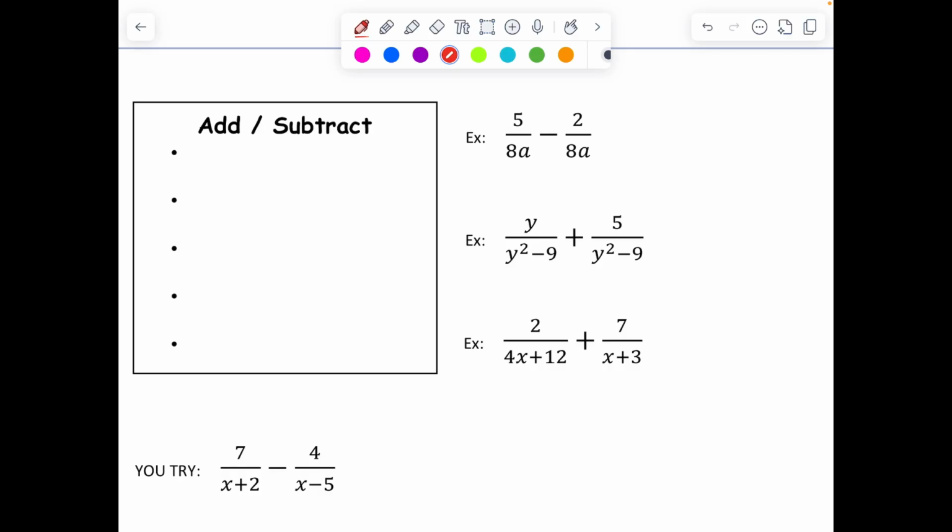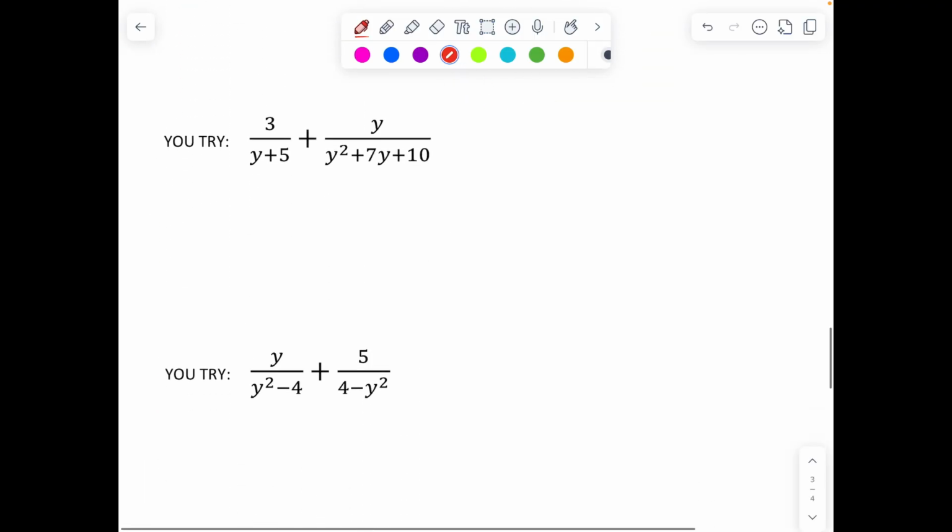But we want to start first by looking at factoring the denominator. So when we look at this example, and we'll call this example A for this section, B, C, and then this will be D, E, and F.